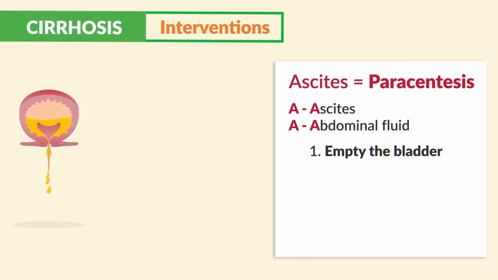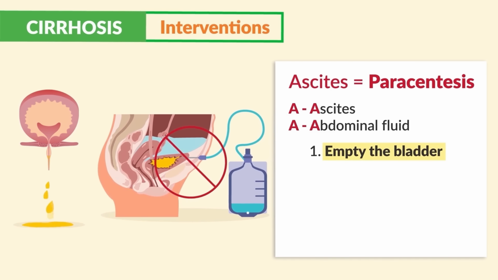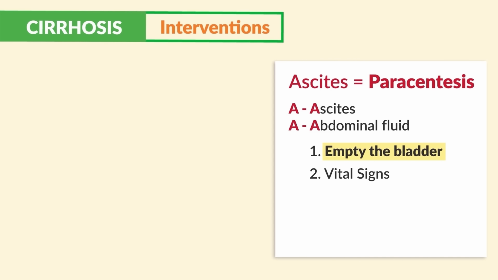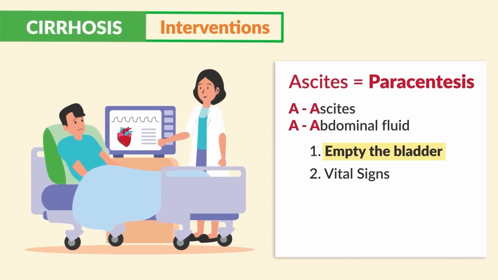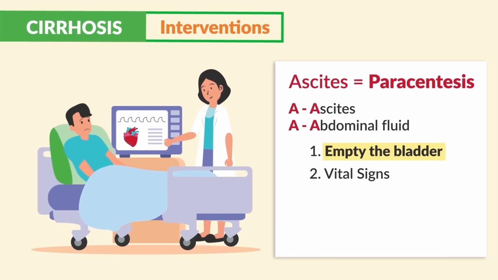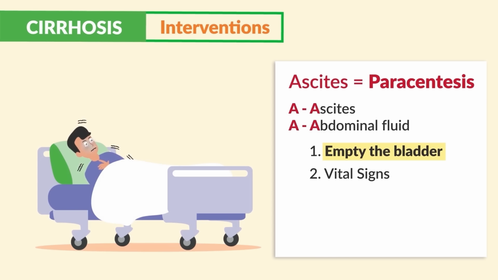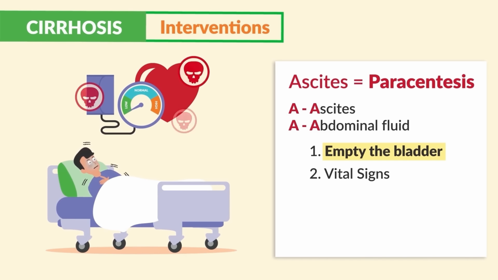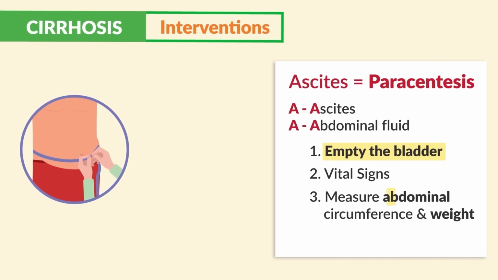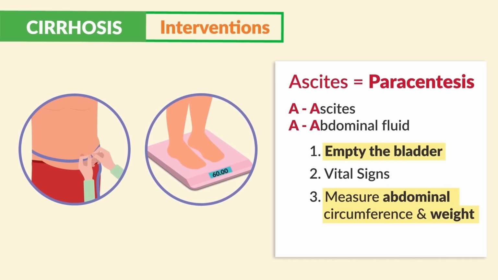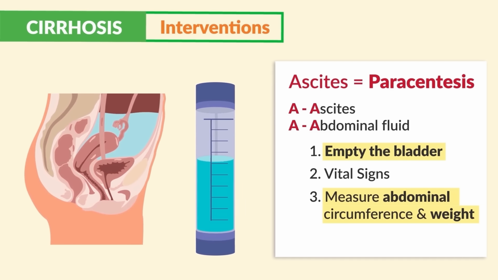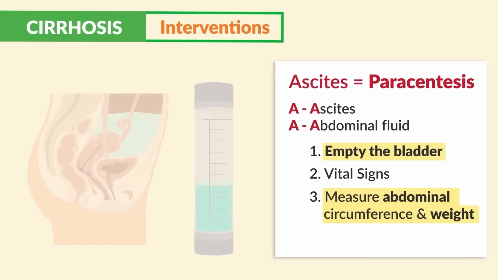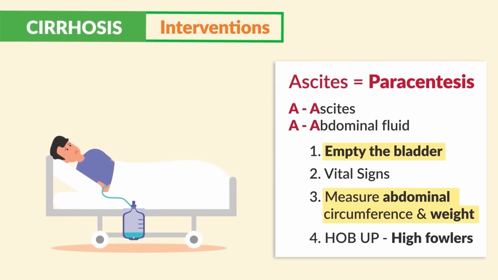Have the client, number 1, empty the bladder to avoid poking or perforating the bladder. Number 2 is vital signs. The key number here is to monitor for blood pressure, since clients who are getting fluid drained can go into shock, meaning severely low blood pressure. Number 3 is we measure the abdominal circumference and take the client's weight. That one is a big one here. It's always tested. And we have to measure how much fluid was taken out of the abdomen. Now lastly, number 4 is head of the bed up in high Fowler's position to keep that fluid in one place and to help the drainage here.